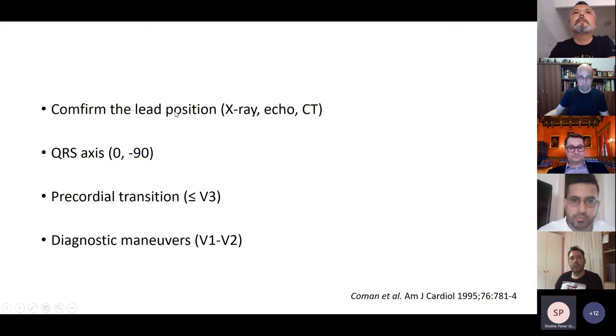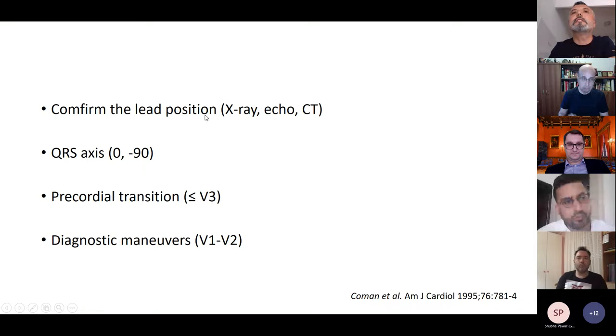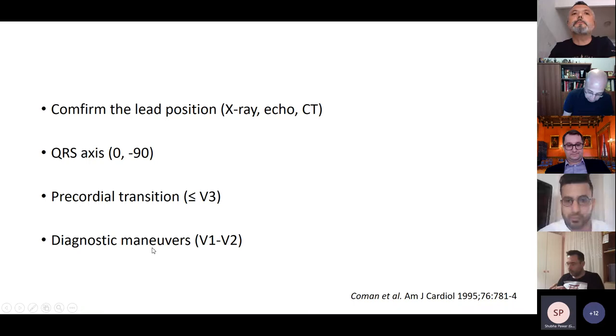There are several hypotheses for these situations. Some parts of the interventricular septum are anatomically right ventricle, but may behave functionally and electrically as left ventricle. And also some patients may have excessive right ventricular conduction delay. So despite the correct position of the right ventricular lead, we may see RBBB morphology in the ECG. In these patients, the QRS axis is generally between 0 and minus 90 degrees, and the precordial transition is in V3 or before. Some diagnostic maneuvers are beneficial in these patients.